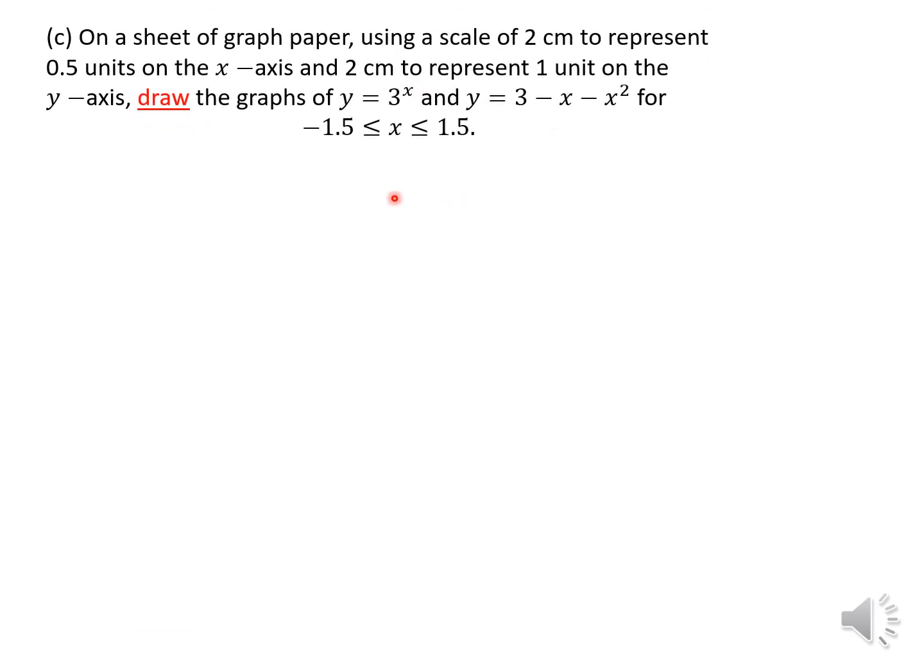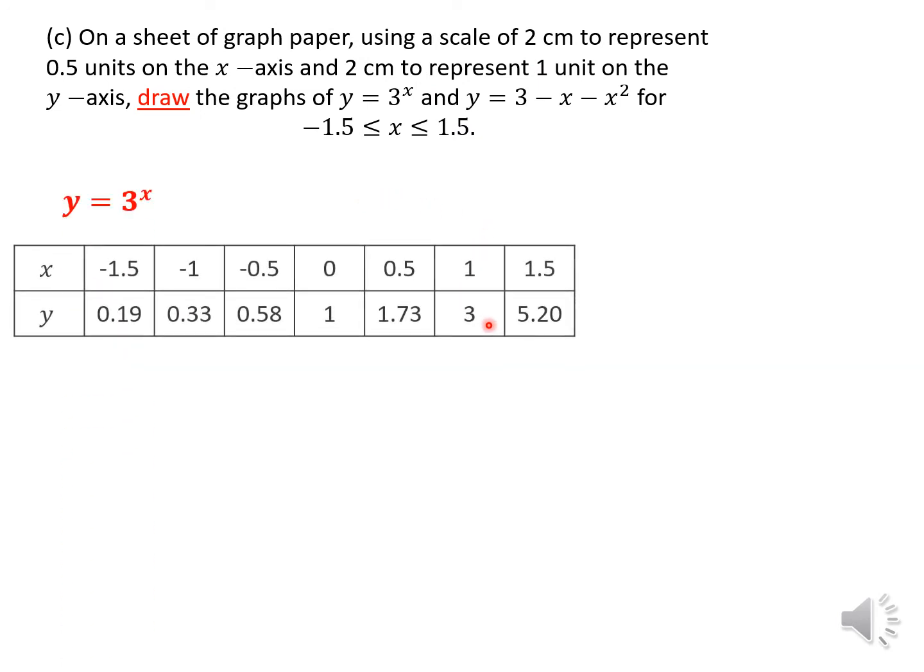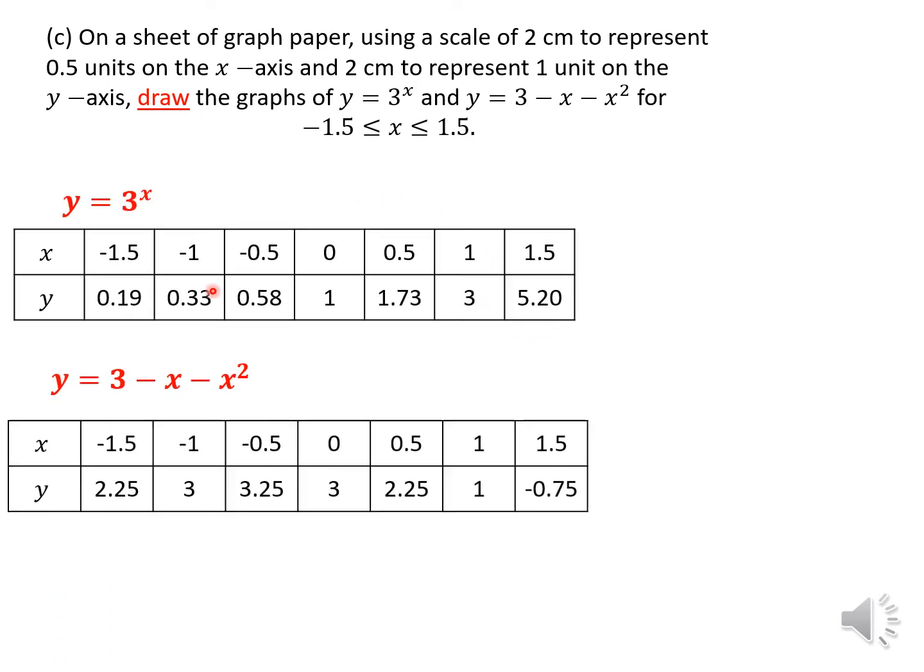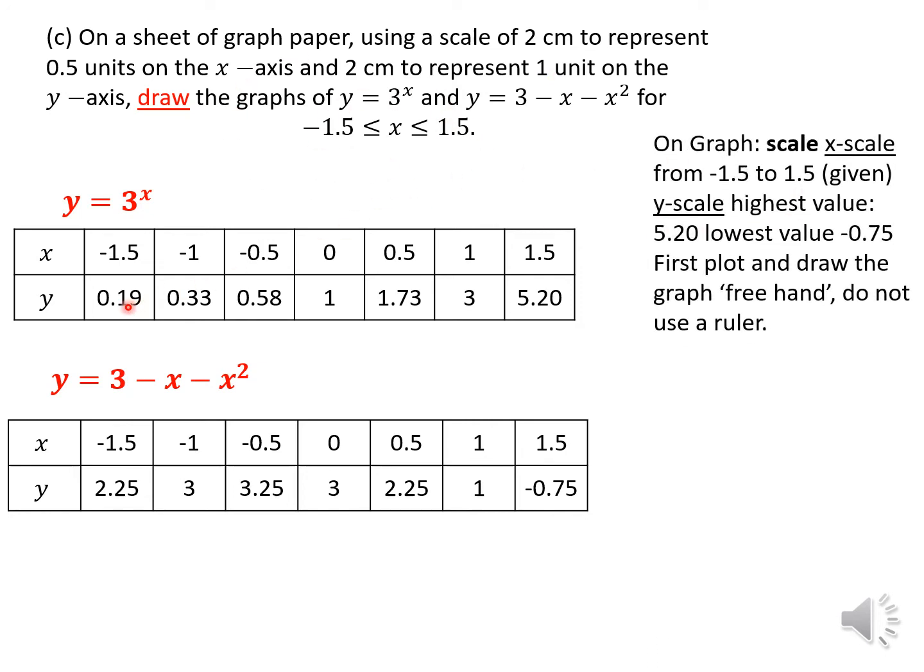Now they're giving me a scale. With the completed tables, they're saying that on a sheet of graph paper you are supposed to use a scale of 2 centimeters to represent 0.5 units on the x-axis, and also 2 centimeters to represent 1 unit on the y-axis. It's very important that you get this. Looking at my table, my x values should be between negative 1.5 and 1.5, so I'm going to work with negative 1.5 to 1.5 on my x-axis.